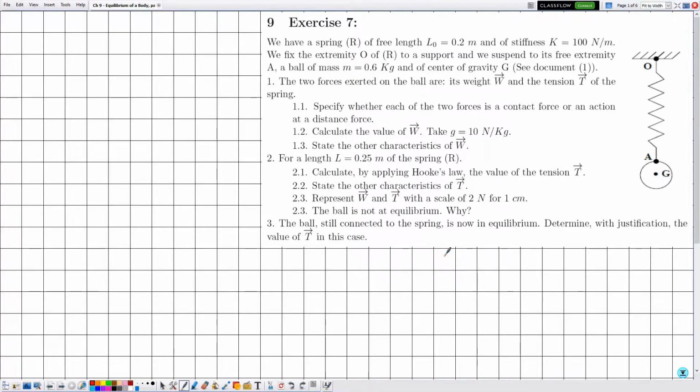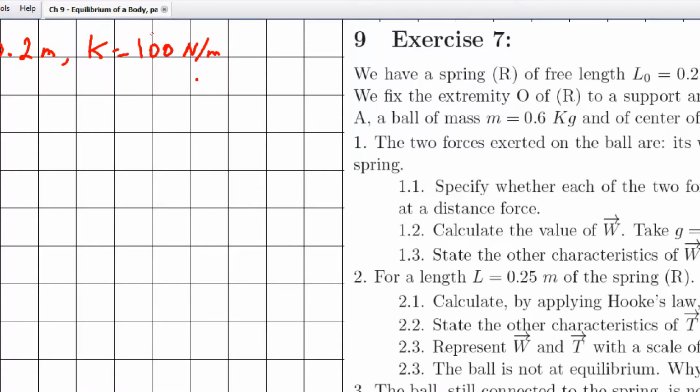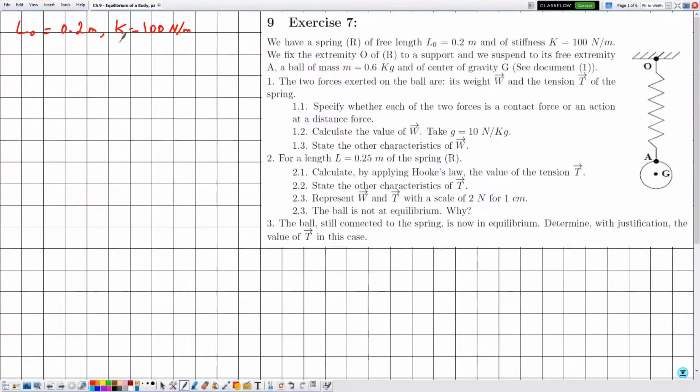We have a spring R of free length L0 given by 0.2 meters, and of stiffness K is equal to 100 newtons per meter. So here the stiffness of the spring is given by 100 newtons per meter, which means in order to elongate or compress the spring by 1 meter, we need to exert a force worth of 100 newtons. So indeed K reflects the stiffness of the spring, so how much the spring is stiff or strong.